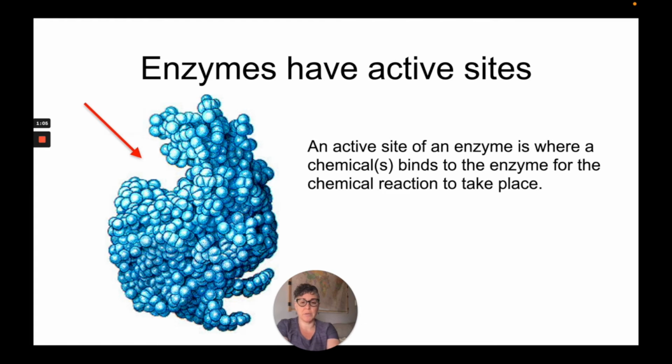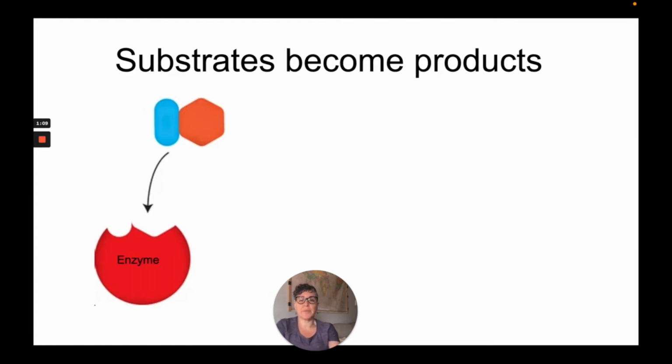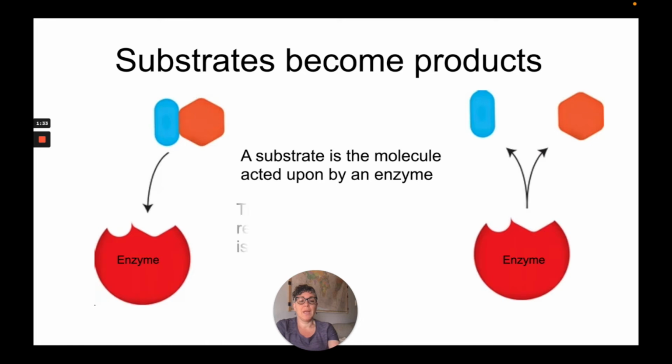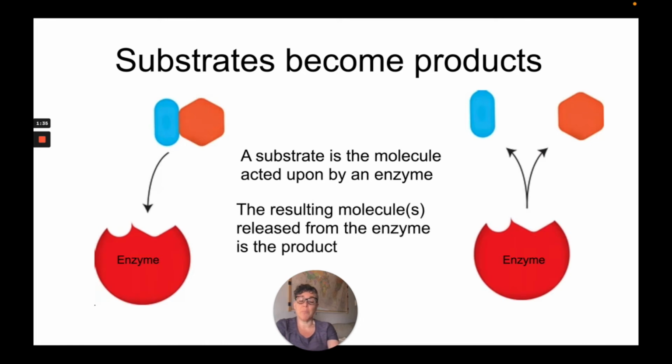So what we have here are substrates that are going to become products. And so a substrate is the molecule that is acted upon by the enzyme. So in an enzyme chemical reaction, the reactants are called the substrates or the substrate, depending on however many there are. So in this particular diagram, there is one reactant called the substrate. It is acted upon by the enzyme, and then the resulting molecule or molecules that are released from the enzyme once the reaction has occurred is called the product.